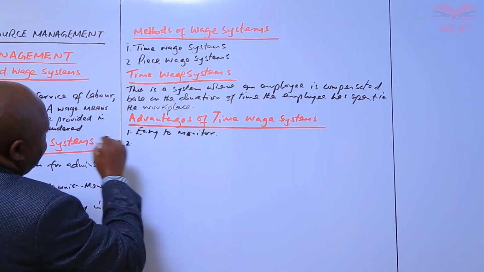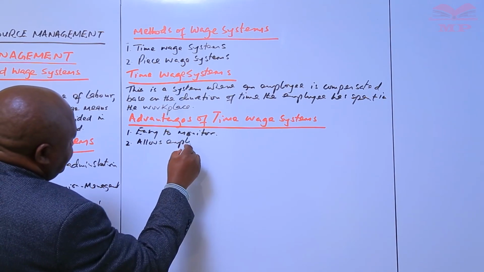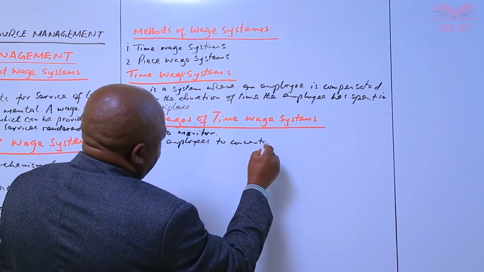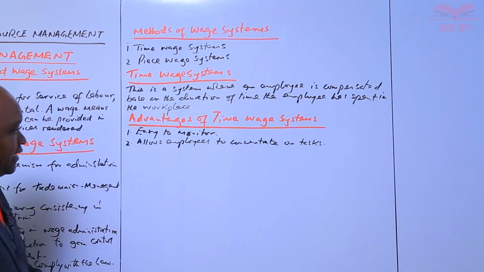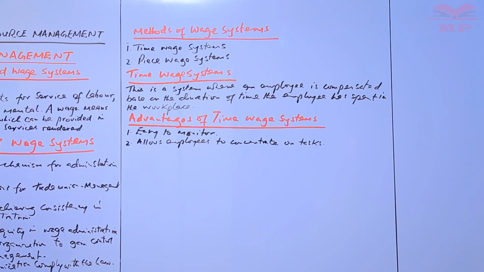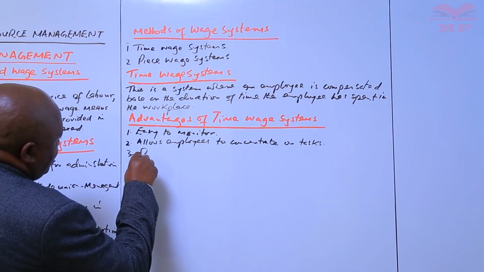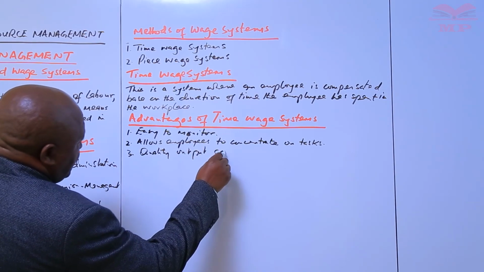Then two, allows employees to concentrate on tasks. So what you are saying here, dear learner, if you have a time wage system and an employee has the whole day to work on something, they can be able to concentrate on the task at hand and be able to provide, number three, what is called a quality output can be realized.